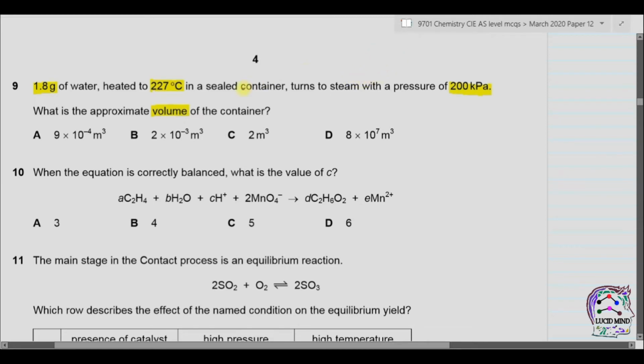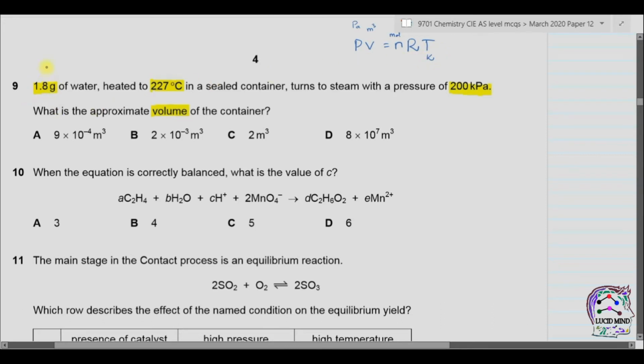This is from gases, so we are going to use the ideal gas equation, PV is equal to nRT. P is the pressure, which should be in pascals, V is the volume, which must be in meter cube, n is the number of moles, R is the ideal gas constant, and T is the temperature, which should be in Kelvin.